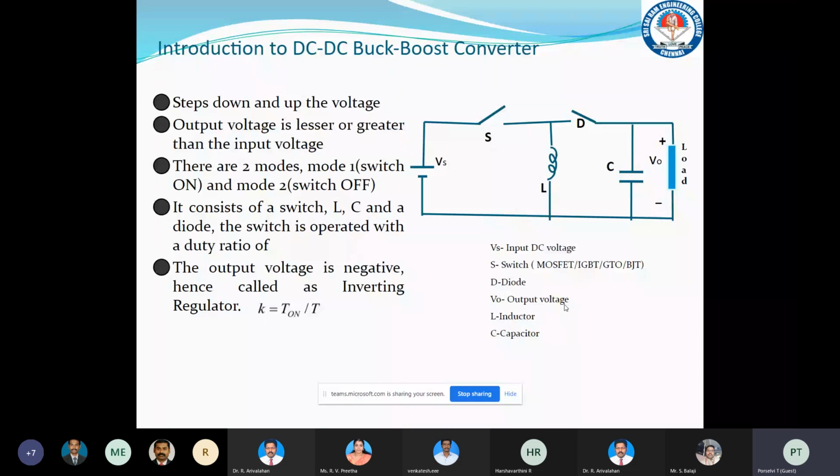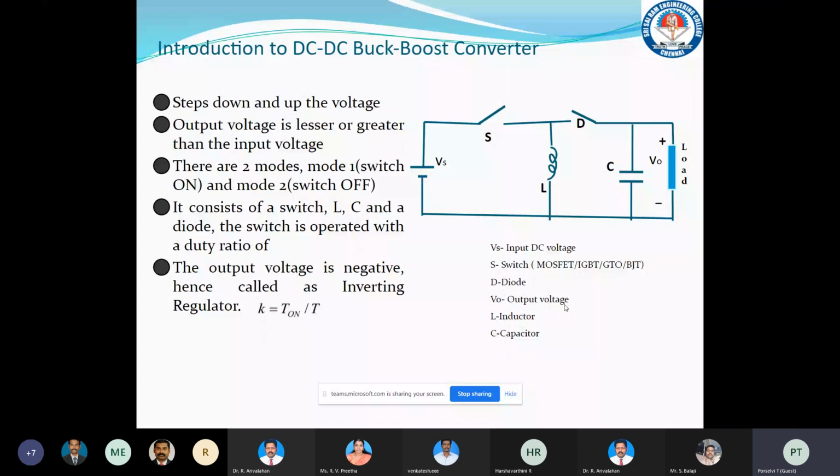Again, the next converter is the buck boost converter. So it is nothing but it is going to buck and boost the input voltage. So the output voltage can be lesser than the input voltage, or it can be greater than the input voltage. The circuit is going to have an input voltage Vs, the main switch S, and the L and C components, and the diode D, and the load. Again, the switch can be anything like a MOSFET, IGBT, GTO, or BJT.